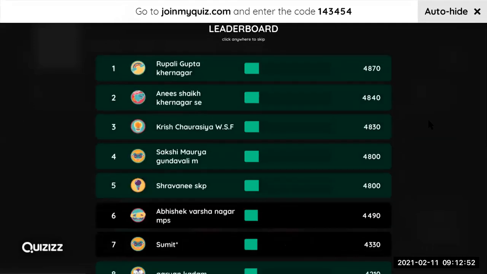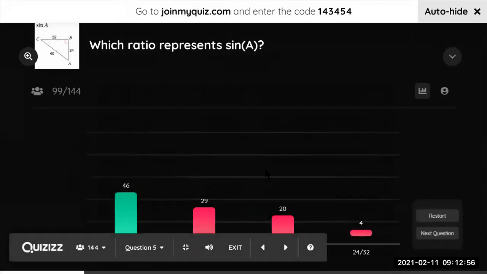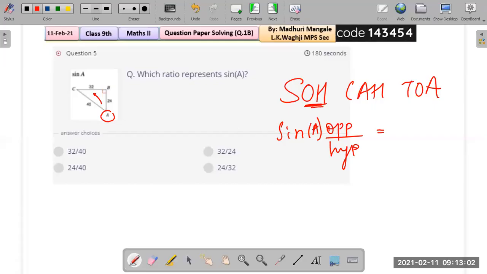Abhishek, Rupali, Anis, Krish Chaurasia, Sakshi Maurya, Shravani. Okay, 46 of you. Maybe some of you are confused on what is the hypotenuse. Yes, students, please don't get confused. There is nothing to confuse here. Please join back the Zoom screen. Just check opposite. Opposite of A was 32, right? So 32 divided by hypotenuse.